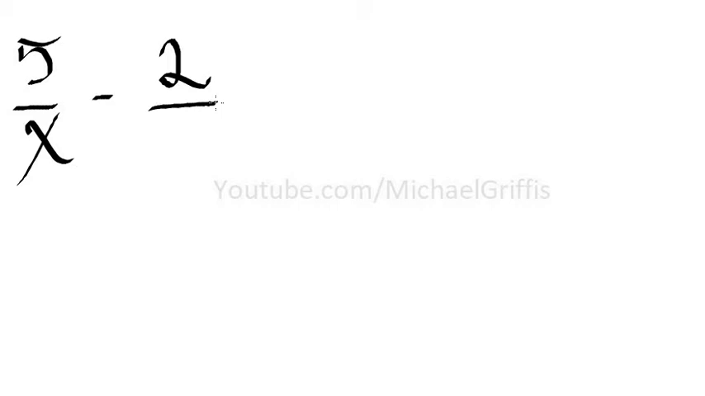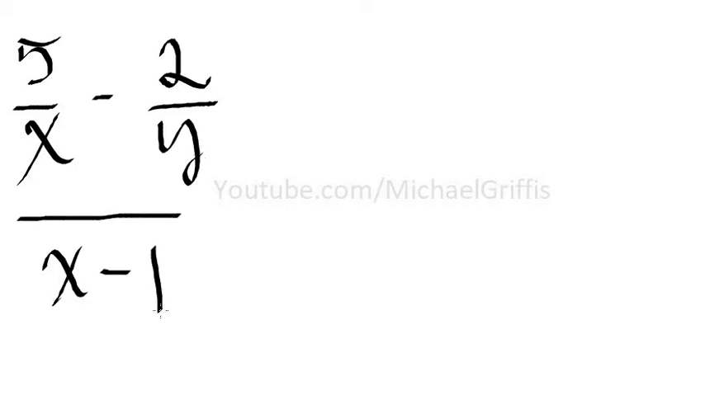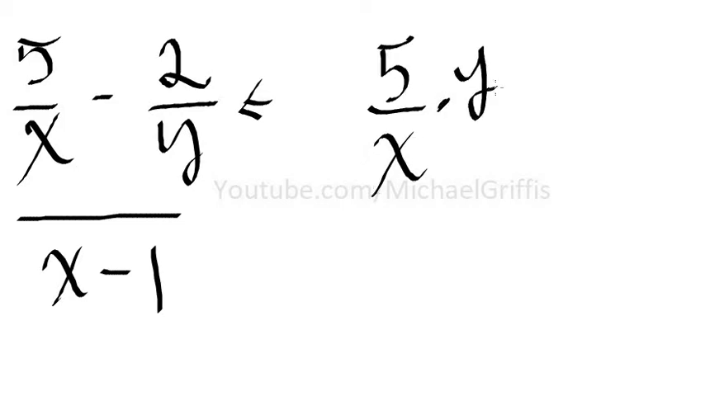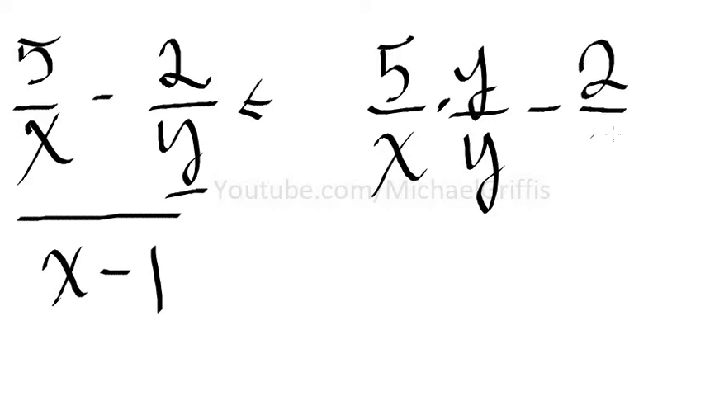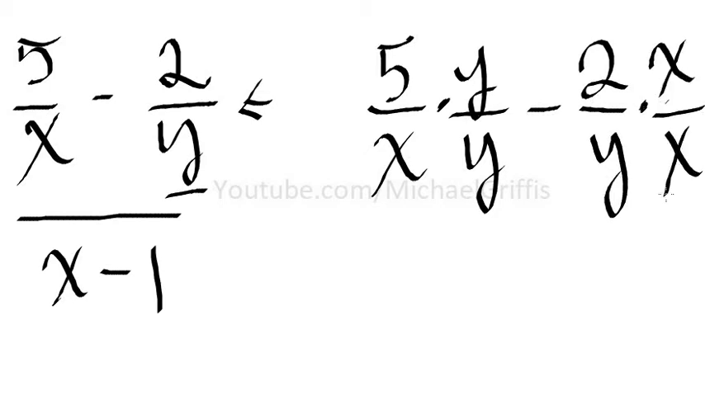Okay, 5 over x minus 2 over y, and that's all over x minus 1. So let's take care of this numerator first. Okay, and we'll just do that right over here. So 5 over x times, we got to get this common denominator, so we have a y. We're going to write a y over y because we got a y over here. Minus 2 over y times x over x.